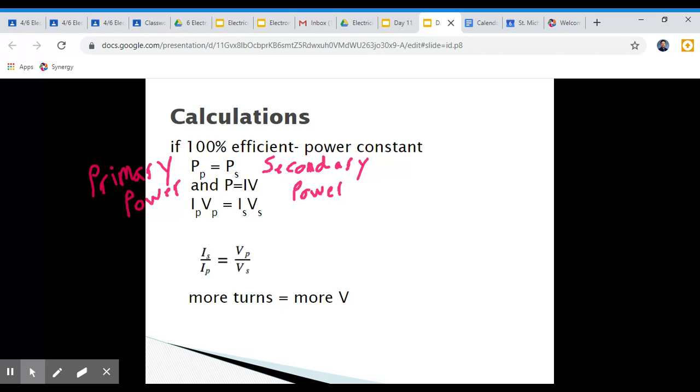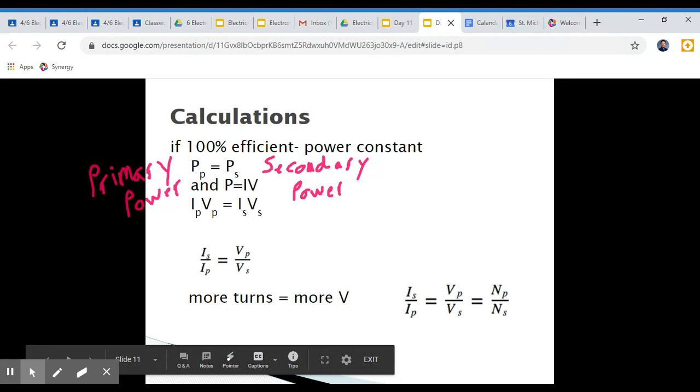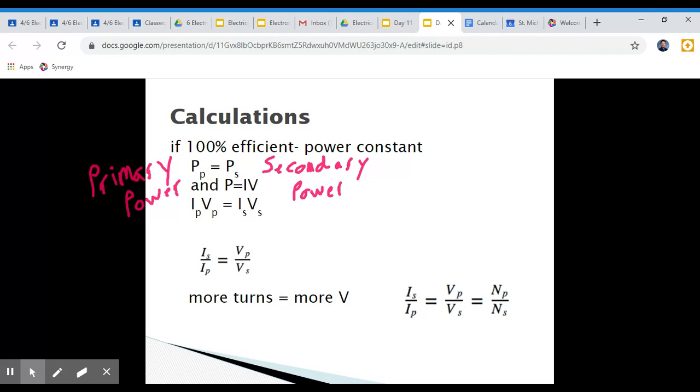And we can add one more in here, and that is dealing with the number of turns. We know that the more turns you have, the more induced voltage you are going to have. So therefore, what we can also say is that the ratio is going to be equal to the primary voltage. So over here, we would also have voltage in the primary over voltage in the secondary is equal to the number of turns in the primary over number of turns in the secondary.